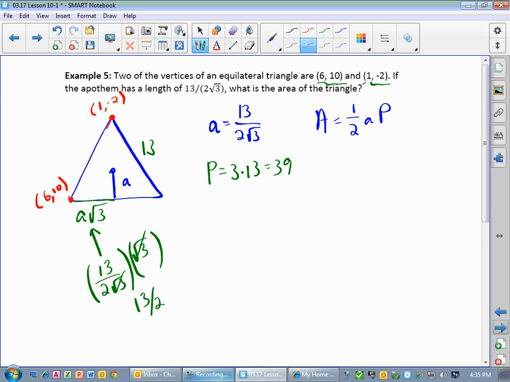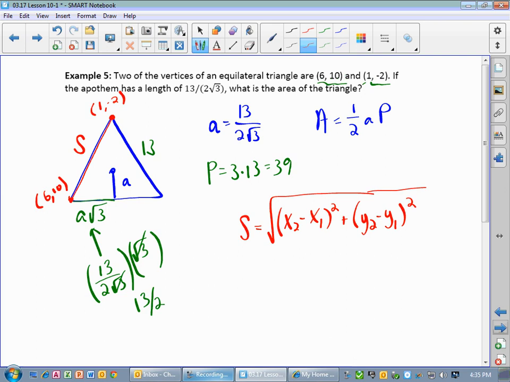Notice that the distance between these two should be 13, right? That's the side length. So I'm going to call that S for side length. If we use the distance formula between these, we should get 13. So let's confirm that's what happens. Distance formula: x2 minus x1 squared, the difference in x's squared, plus the difference in y's squared. So our difference in x's, 1 minus 6, squared, plus -2 minus 10 squared.